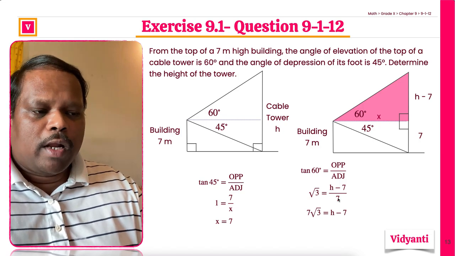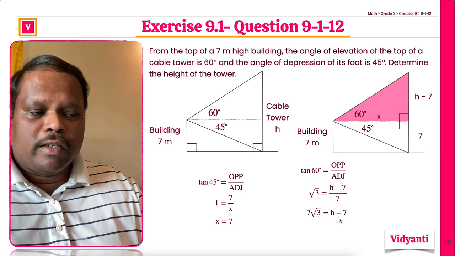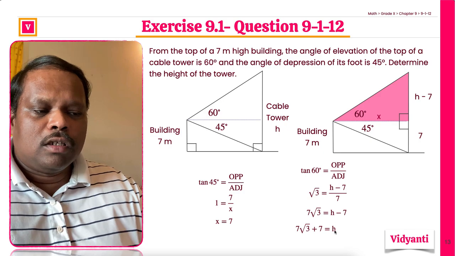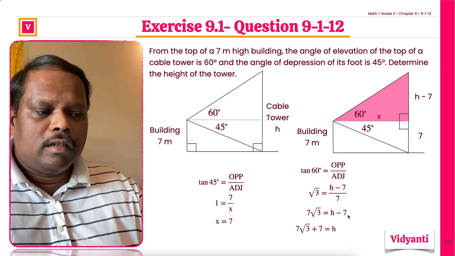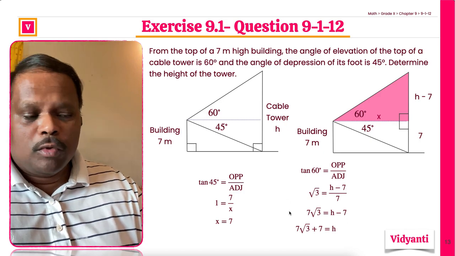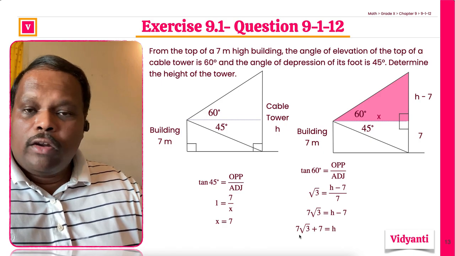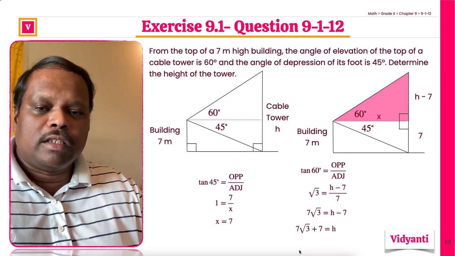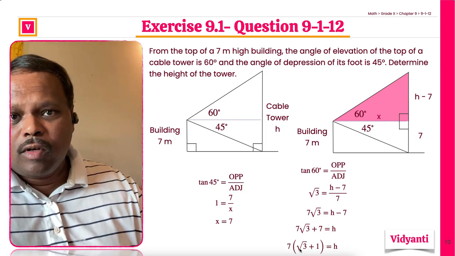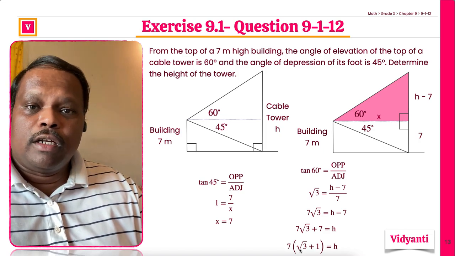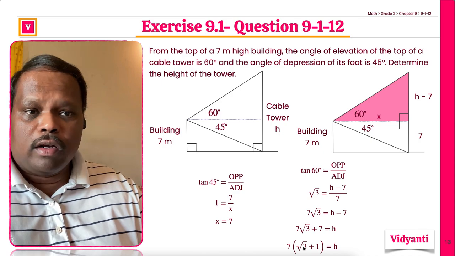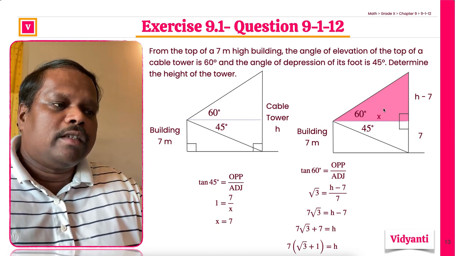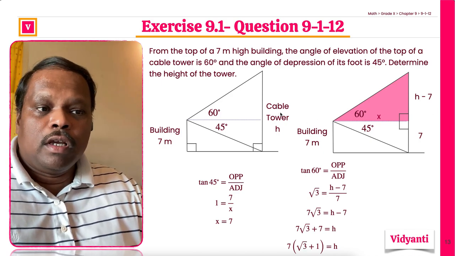So if you cross multiply, 7 times root 3 will be h minus 7, and if you keep h on one side and transfer that minus 7 to the opposite side, you get the value of h to be 7 root 3 plus 7. You can take 7 common, and the final answer will be 7 times (root 3 plus 1), and this will be in meters, and that's the height of the cable tower.